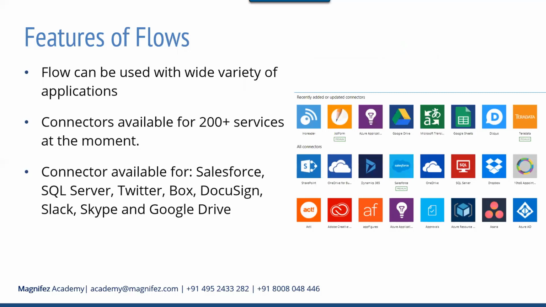When you learn about how many connectors are available for Microsoft Flow today, then you'll be really amazed. At the moment, there are 200 plus services available, and we have connectors for each of the services. That makes it very interesting. So we have connectors available for Salesforce, SQL Server, Twitter, Box, DocuSign, Slack, Skype, Google Drive, and many more, right? And many more are coming up. That makes it so interesting and so cool to use it with so many applications. So you have SharePoint here, and then you have Dynamics on that side. And if you want to perform any kind of automated task or light integration, then Flow is the way to go ahead.